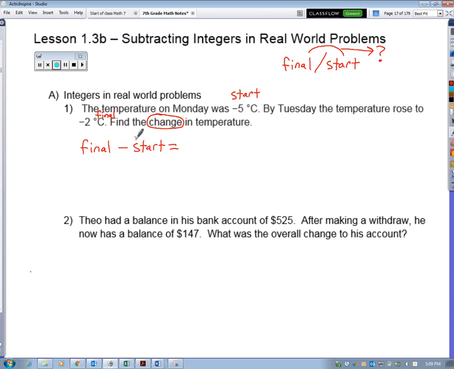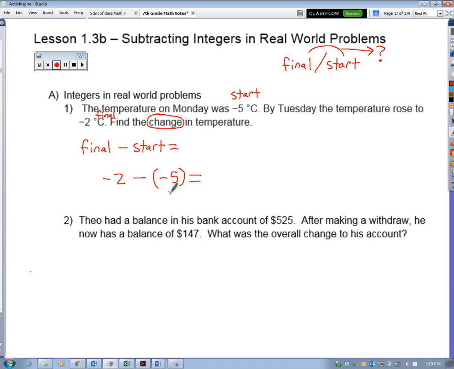So let's do that. We're going to take the final temperature, -2, minus the starting temperature, which was -5. And I'm just going to use parentheses here just so that I can know that this is a -5, so that I don't have my minus sign and my negative right next to each other, and I kind of keep them separated like this. It's just a nice trick. That's all it does, so don't get confused by the parentheses.